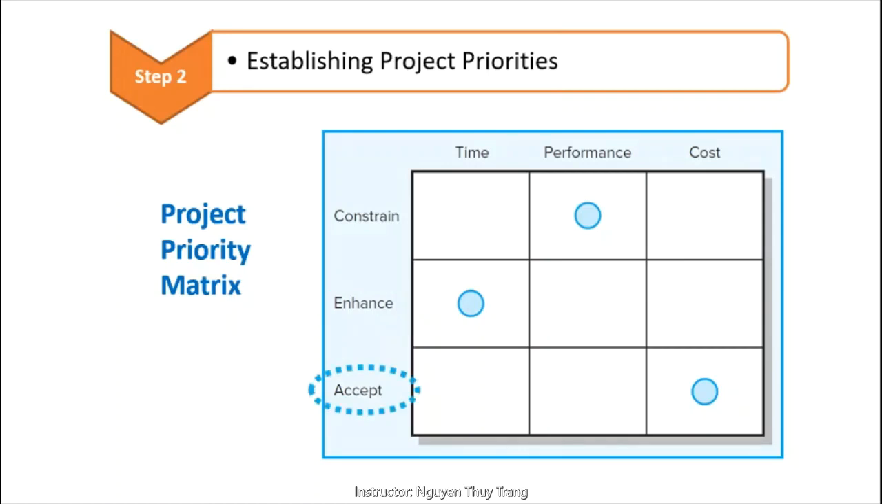Accept. For which criterion is it acceptable not to meet the original parameters? When trade-offs have to be made, it is permissible for the schedule to slip, to reduce the scope and performance of the project, or to go over budget.